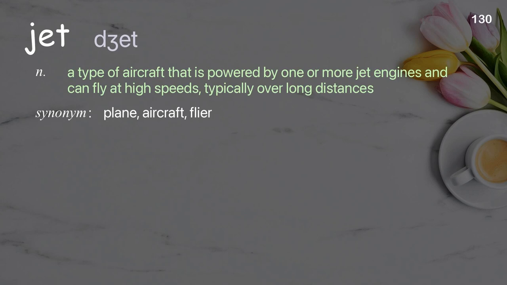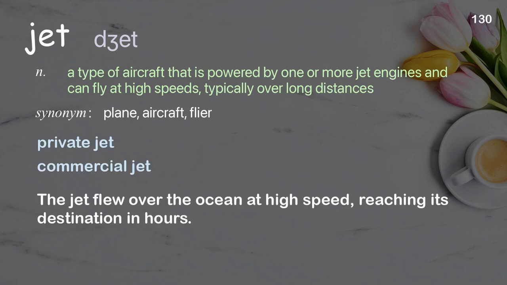Jet. A type of aircraft that is powered by one or more jet engines and can fly at high speeds, typically over long distances. Examples. Private jet. Commercial jet. The jet flew over the ocean at high speed, reaching its destination in hours.